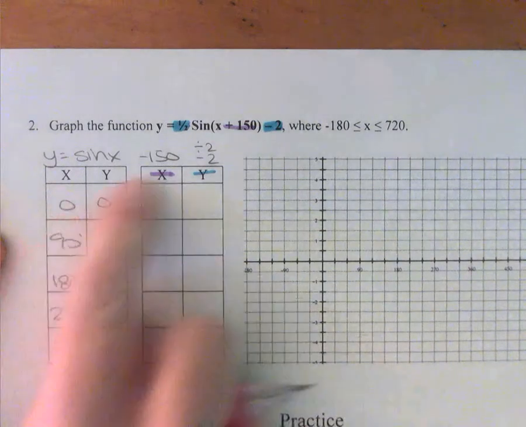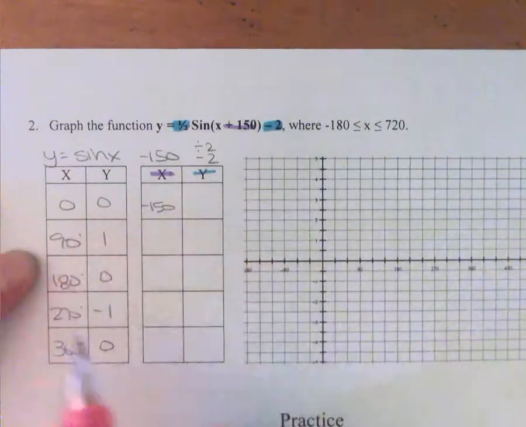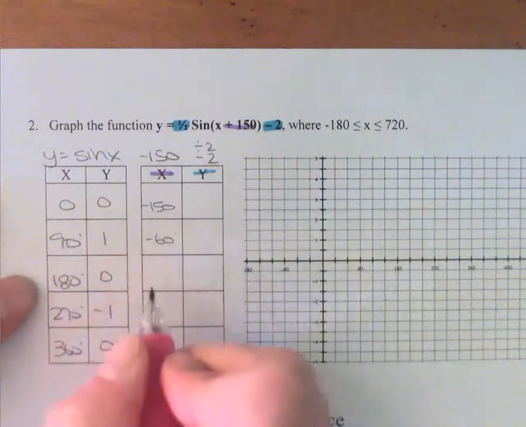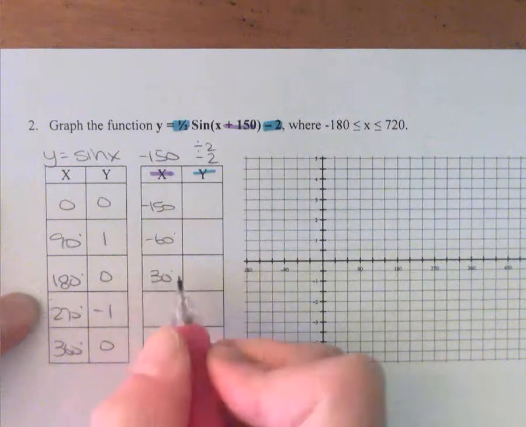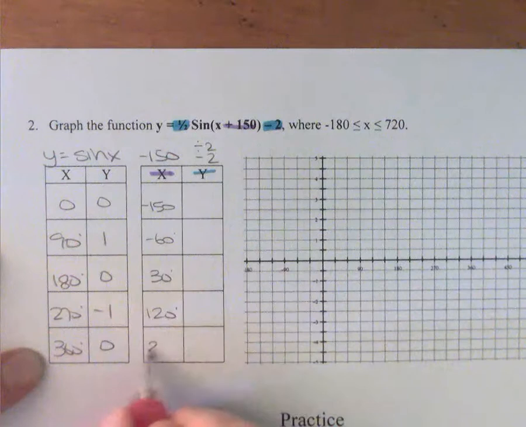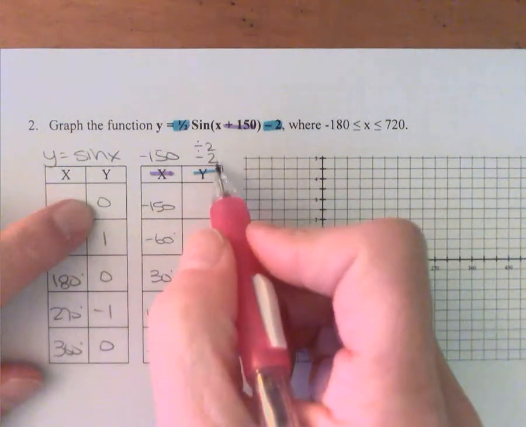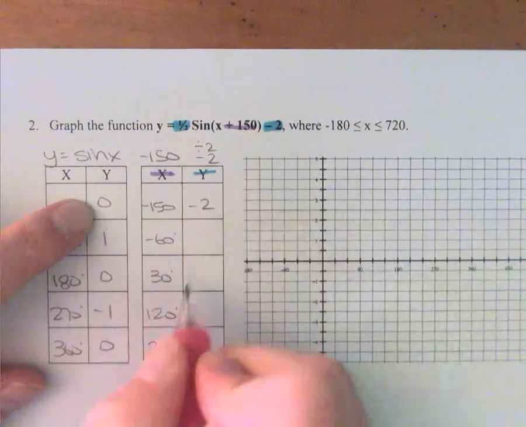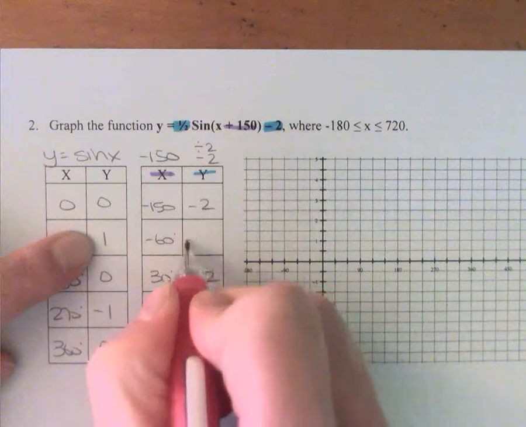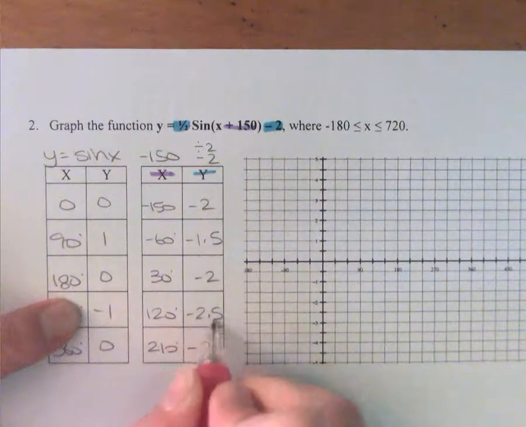So I'm going to do 0 minus 150 is minus 150. 90 minus 150 is minus 60. Then this will be 30, 120, and 210. Now I'm going to divide by 2 and then subtract 2. So all my zeros become minus 2. This will become minus 1.5. And this will become minus 2.5.